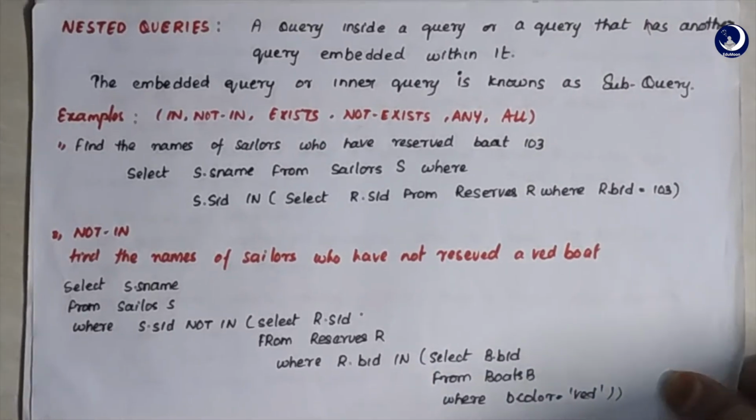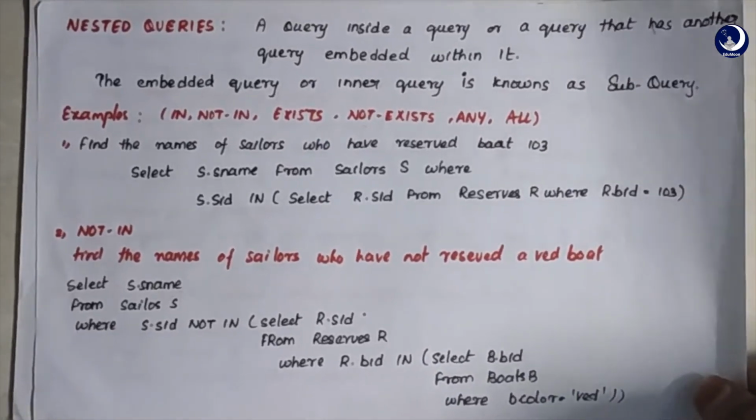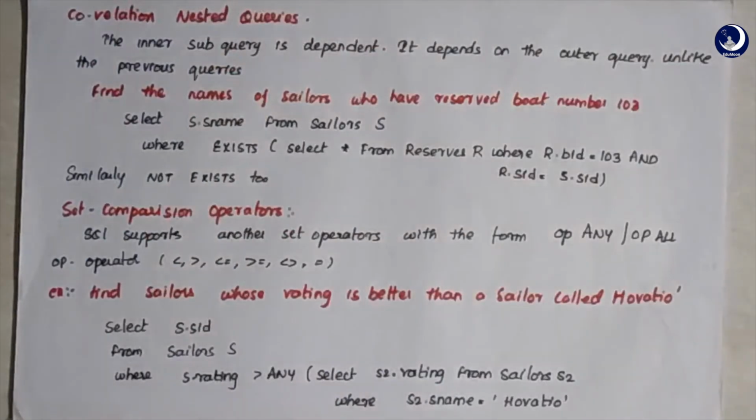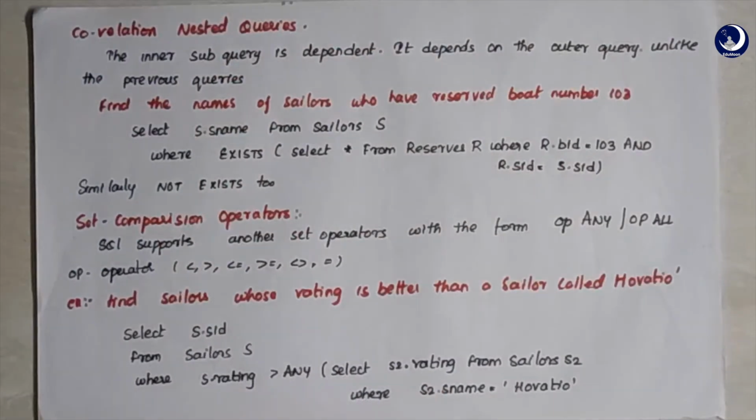So let's look at another example and also different types of queries. We have two different types of nested queries. One is a correlated nested query and the other one is a set comparison nested query. In the examples that we have seen till now, the inner queries, or the subqueries, are independent of the outer queries, right?